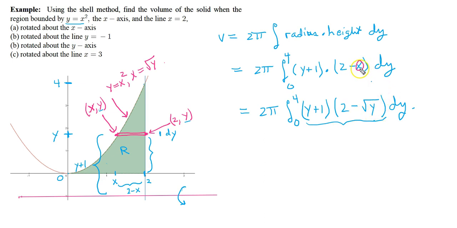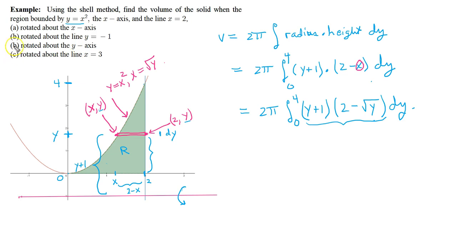Once again, also notice we changed the x into root y because the x comma y lies on the curve. This point right here lies on the curve y equals x squared, or x equals the square root of y.